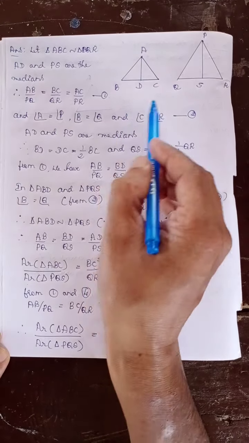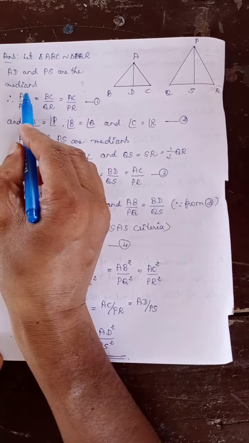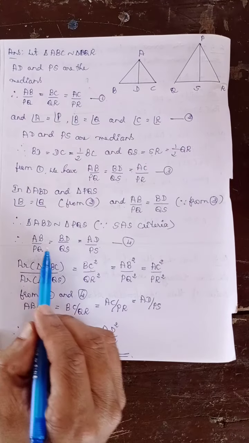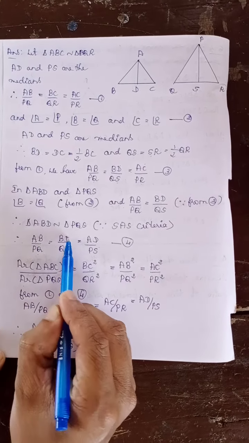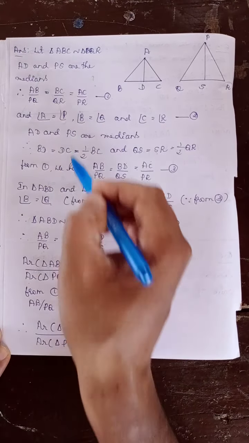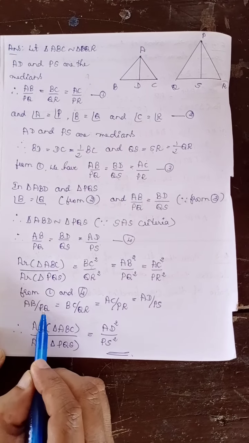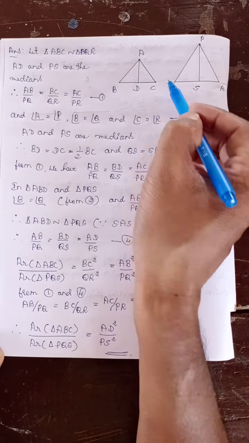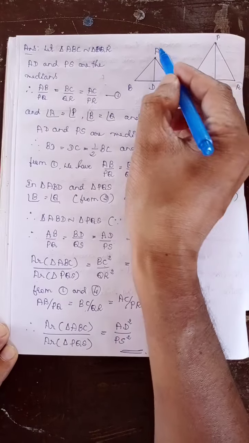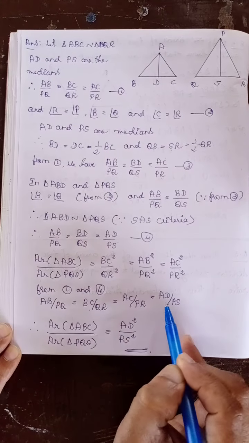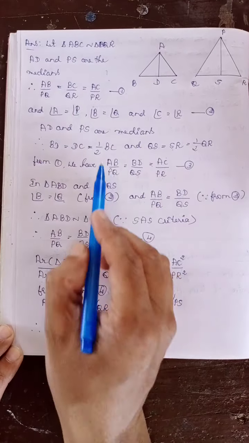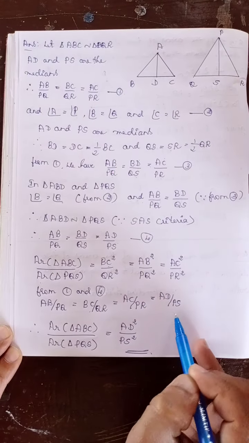Now from equations 1 and 4: equation 1 is AB by PQ is equal to BC by QR is equal to AC by PR, and equation 4 is AB by PQ is equal to BD by QS is equal to AD by PS. Hence all these ratios are equal. So we write AB by PQ is equal to BC by QR is equal to AC by PR is equal to AD by PS. Therefore this ratio will be equated to the median ratio AD by PS.